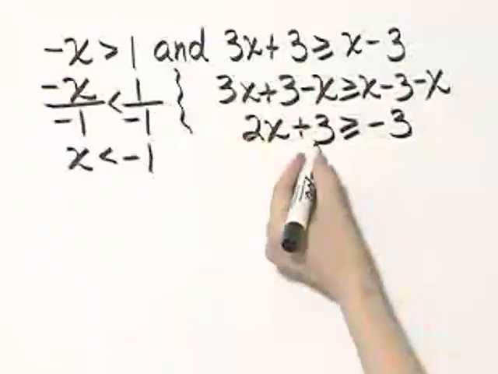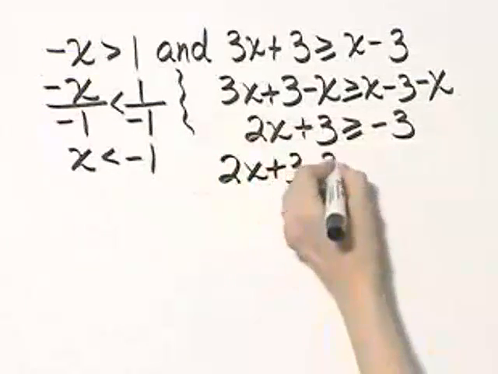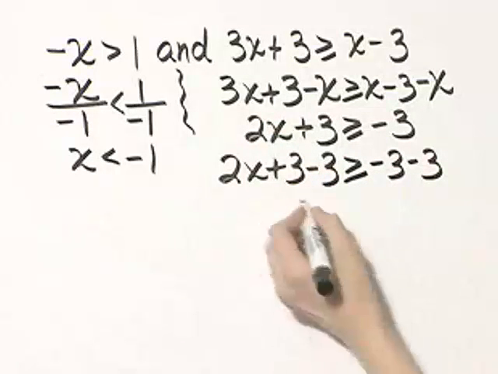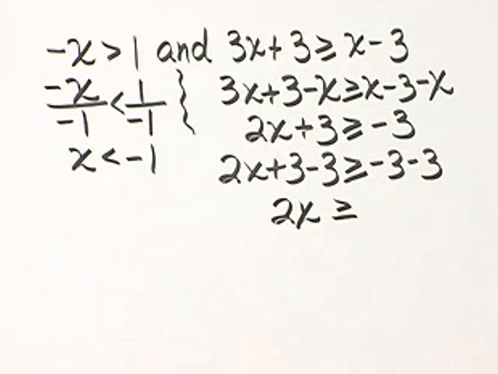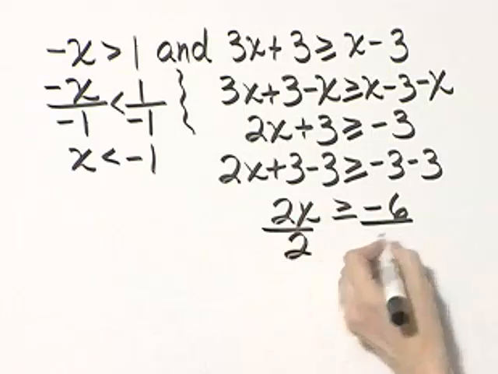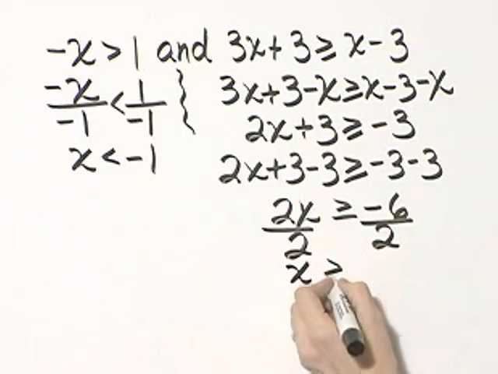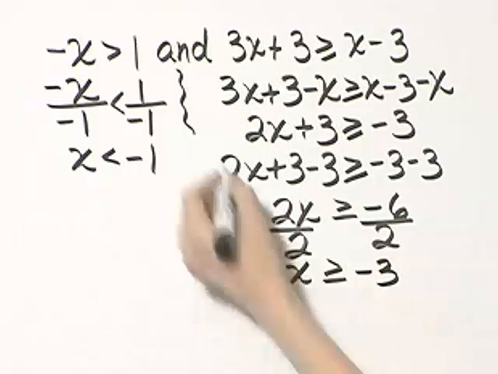And now let's subtract 3 from both sides. So I'll have 2x plus 3 minus 3 greater than or equal to negative 3 minus 3. Or on the left side, 2x is greater than or equal to negative 3 minus 3, that's negative 6. Don't worry about this being negative, worry about what you divide both sides by. And I'm dividing both sides by positive 2, so I do not reverse the direction of my inequality symbol, and I have x greater than or equal to negative 3.